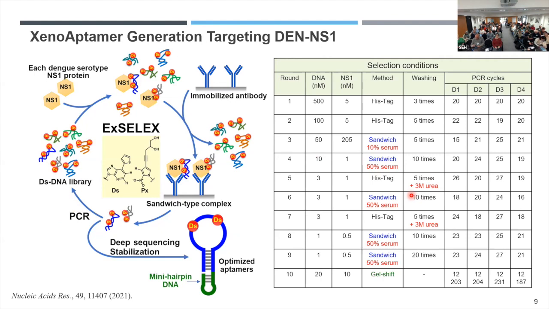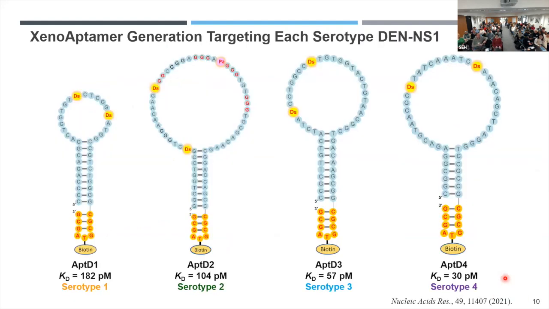So then we performed the 10 rounds of selection. The most important point is that for each serotype NS1 protein, the total PCR amplification is more than 200 cycles. That's why the unnatural base needs to survive a large number of PCR amplifications. But we got the aptamers: four aptamers binding to each serotype NS1 protein, serotypes 1, 2, 3, and 4, with sub-nanomolar to picomolar KD values.